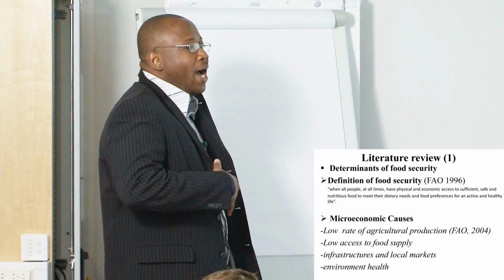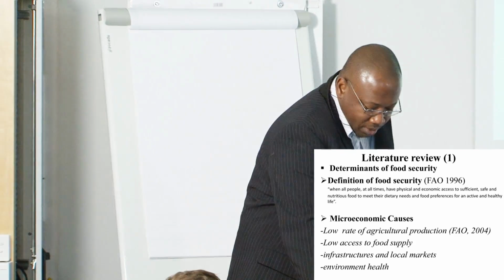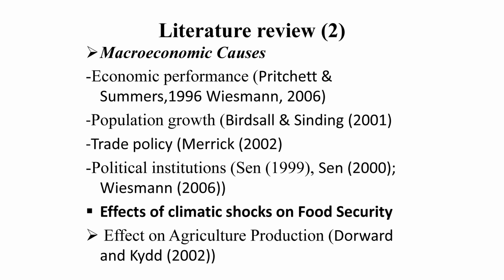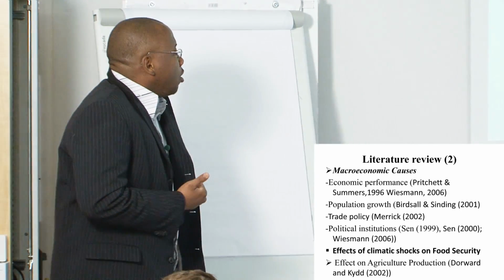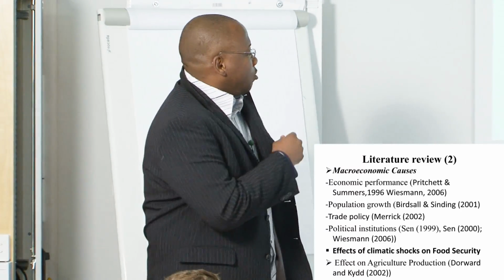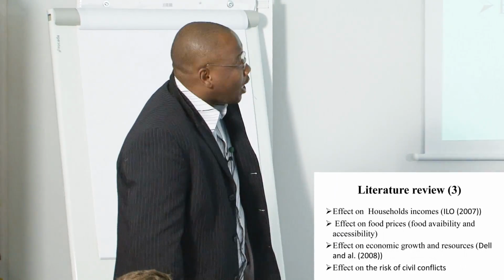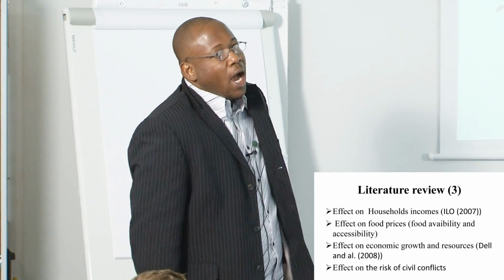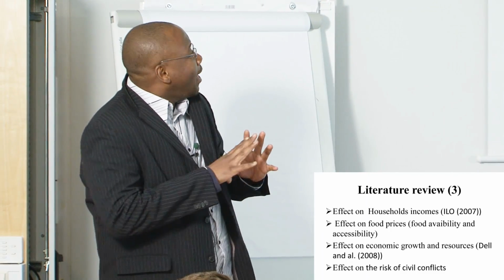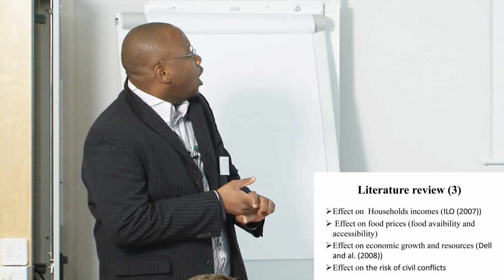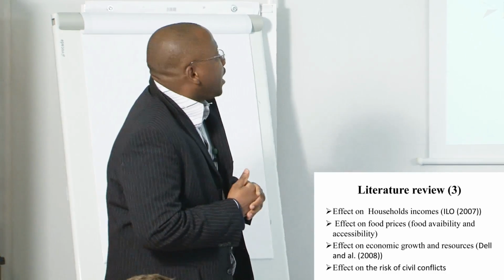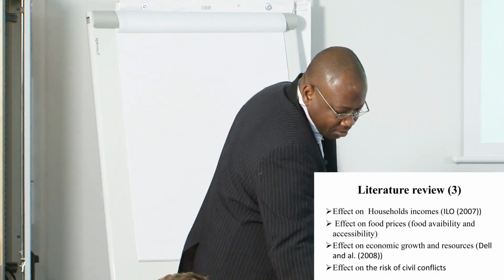And in the literature, we have microeconomic determinants and macroeconomic determinants of food security. How can climatic shocks affect food security? We try to identify four or five channels. The first effect is the effect on agriculture production. There are many papers. The second channel is the effect on household incomes. We also have the effect on food price, the effect of climatic shock on economic growth and country resources. And the last one is the effect on the risk of civil conflicts.